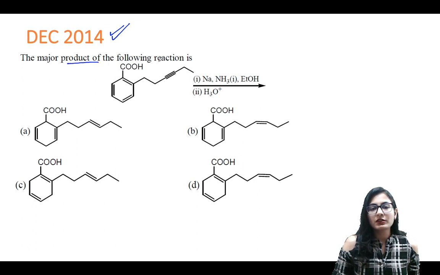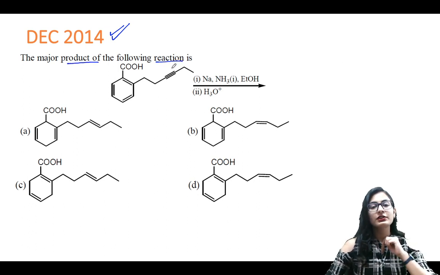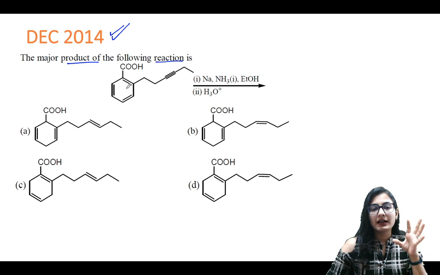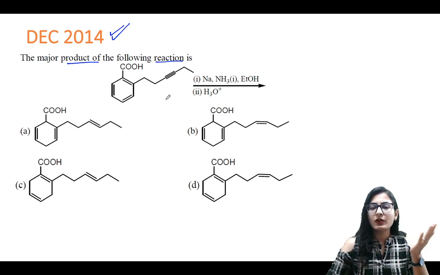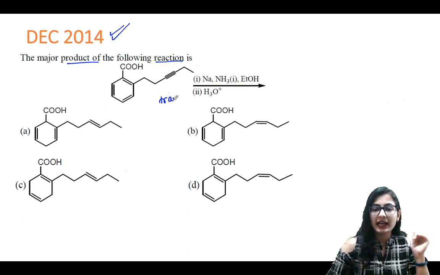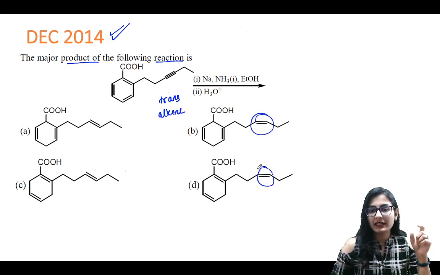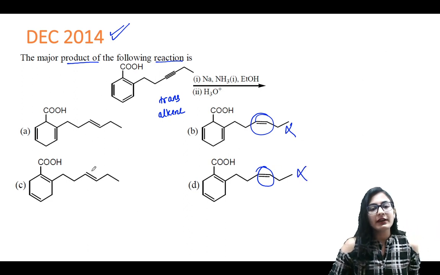The major product of the following reaction is over here. So what do we have? We have a benzene ring, along with that we have an alkyne triple bond. So we already know that Birch reduction is going to give you a trans alkene from a triple bond. So these two options, B and D, are having cis alkene. Just cross them off. Okay, we are going to have a trans alkene.